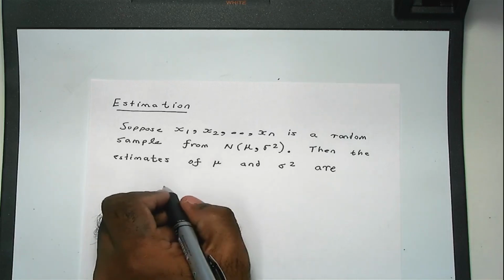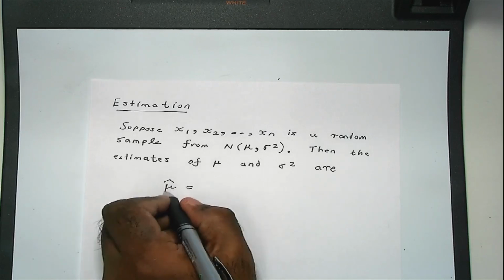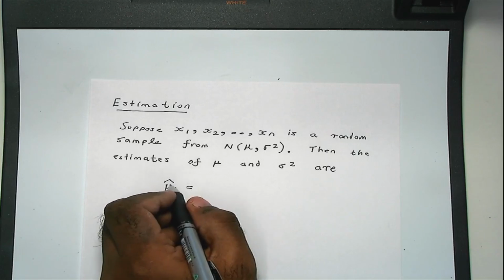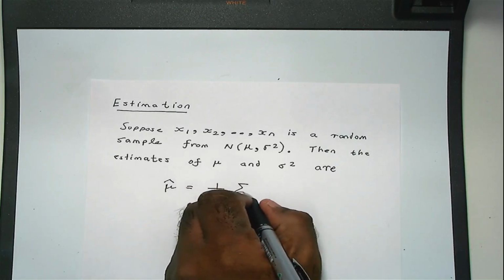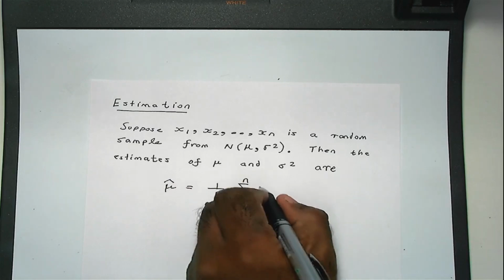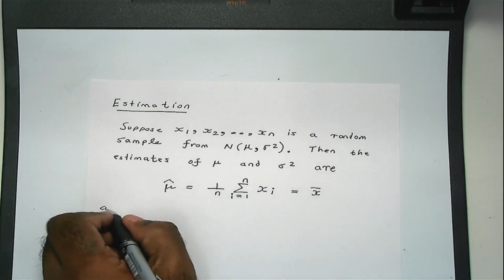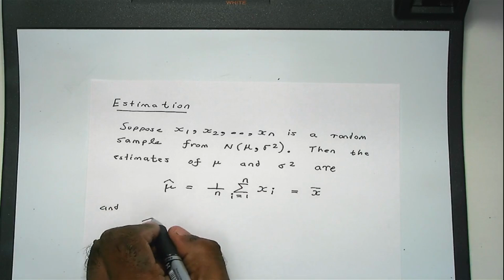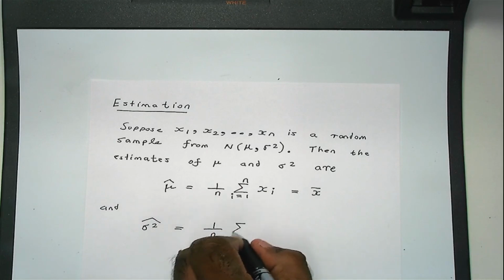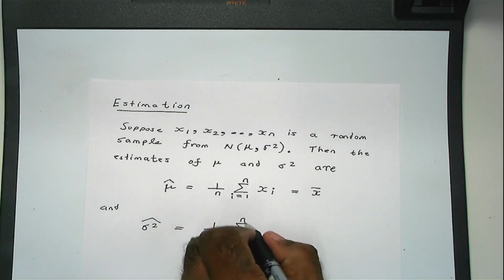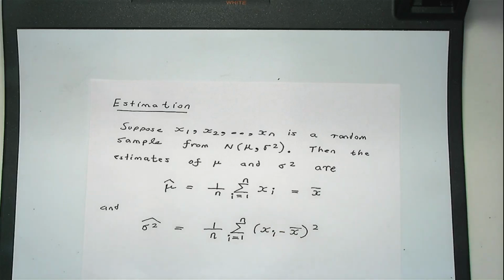So the estimate for mu is given by, I will denote it by mu hat. I think I mentioned this before. Whenever you have a parameter, you should put a hat on top. That means it's an estimate of the parameter. This is obviously the sample mean. And the estimate for sigma squared, once again I put a hat on top, is given by this.